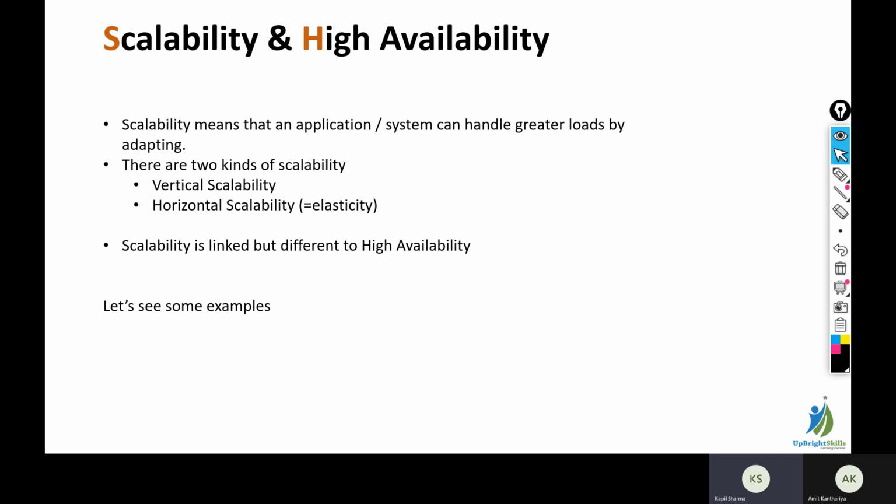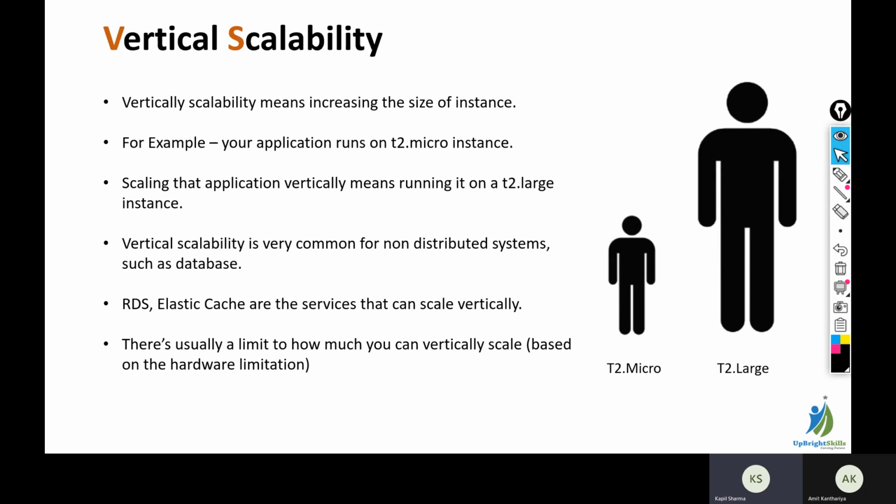So let us see some more examples. This is one beautiful example of vertical scalability. Currently I have a small T2 micro, a small server without much CPU or RAM. When there is a need, I upgrade the RAM and CPU in that server, or change the hardware itself. So vertical scalability means increasing the size of the instance. For example, if your application runs on a T2 micro instance, scaling it vertically means running it on a T2 large instance. Vertical scalability is very common for non-distributed systems such as databases, so for database servers you can use vertical scalability.